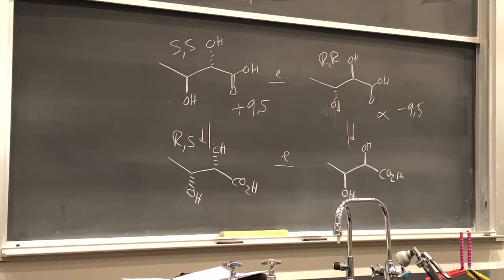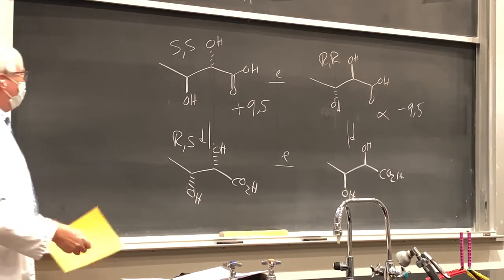Can we figure that part out? We can figure out the optical rotation of the opposite enantiomer. Well, what about the diastereomer? Yes or no? What do you say? Yes, can we figure it out? Or no, we cannot. I have to measure it.